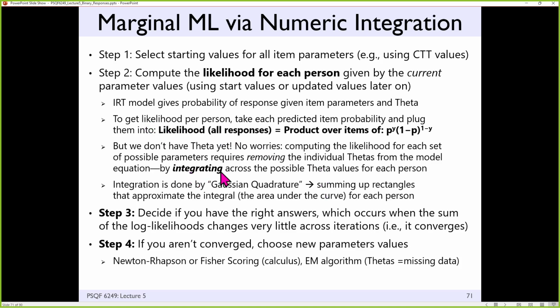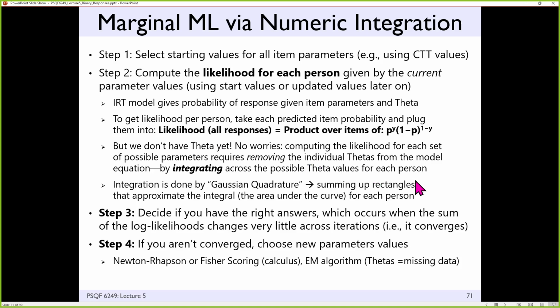That idea that we don't know theta, but we're going to try out potential values, is where we get into the concept of integration, which is the idea of somehow trying to find the area under a curve. It's a more general term. In this context, the term that you will see is either numeric integration or Gaussian quadrature. Quadrature is the key word here. So if you look through your program's documentation and you're trying to figure out what kind of estimation it uses, if you see any of those keywords, then it's using marginal maximum likelihood.